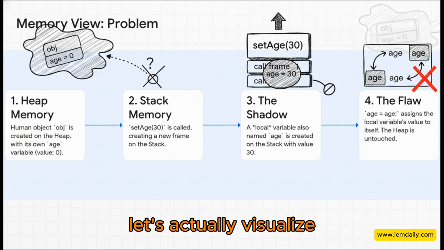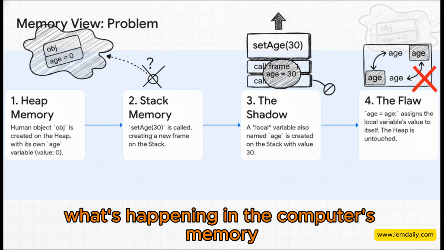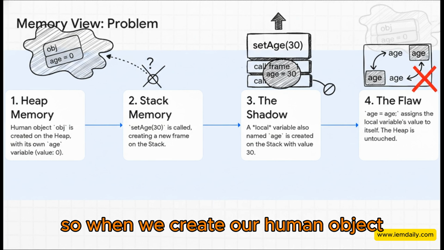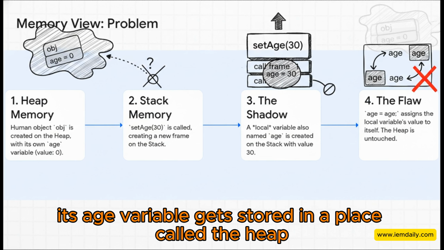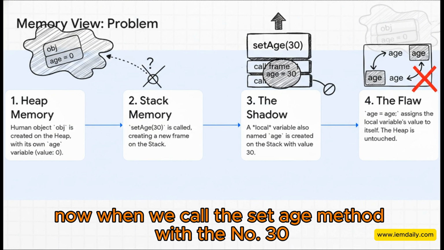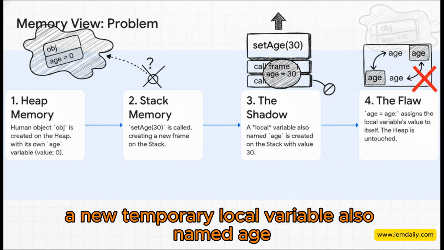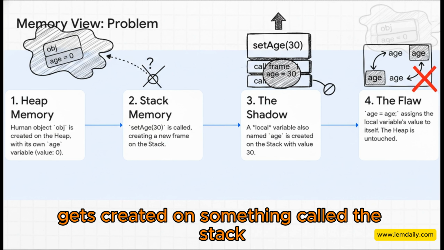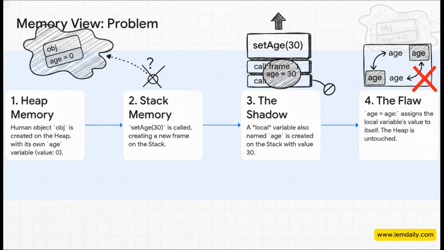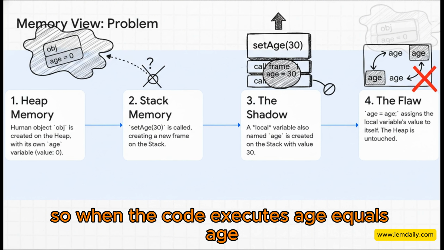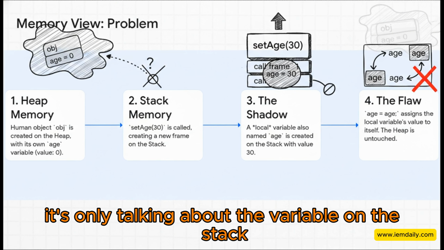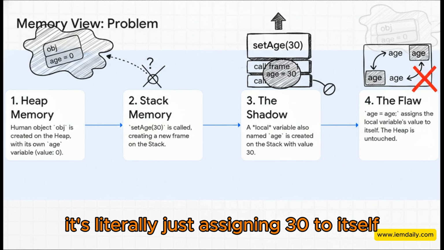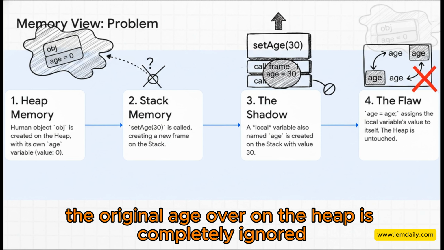Let's actually visualize what's happening in the computer's memory. So when we create our human object, its age variable gets stored in a place called the heap. Now, when we call the setAge method with the number 30, a new, temporary, local variable, also named age, gets created on something called the stack. So when the code executes age equals age, it's only talking about the variable on the stack. It's literally just assigning 30 to itself. The original age over on the heap is completely ignored.